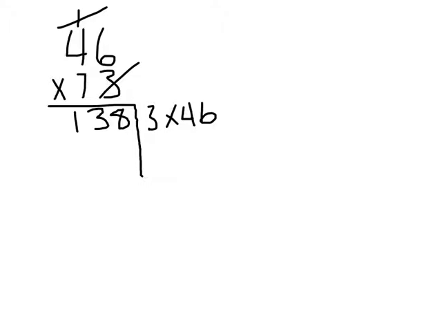What should I do next? I should drop a 0 because 7 is in the tens place. I need to multiply 70 times 46. 7 times 6 is 42. Carry my 4. Drop my 2. What's 7 times 4? It's 28. Plus 4 more is 32.